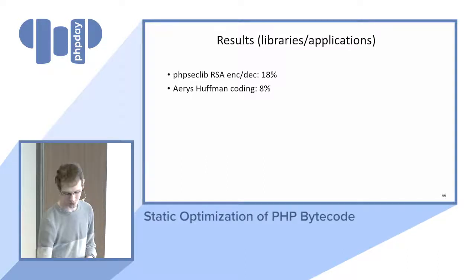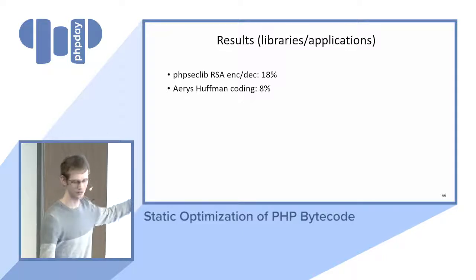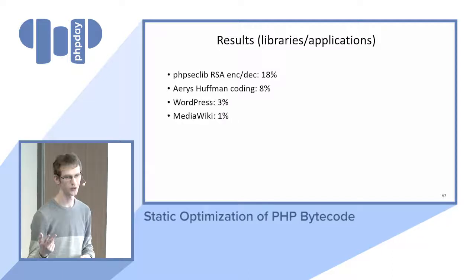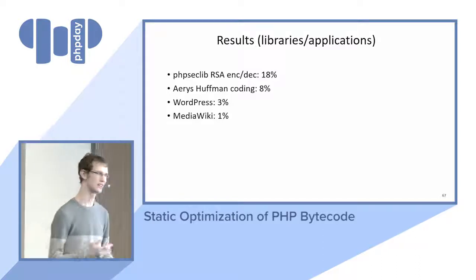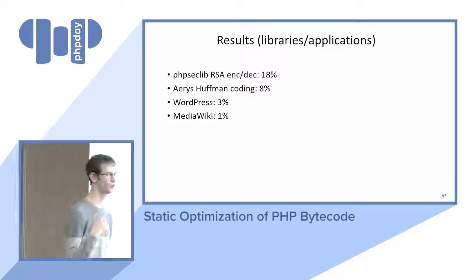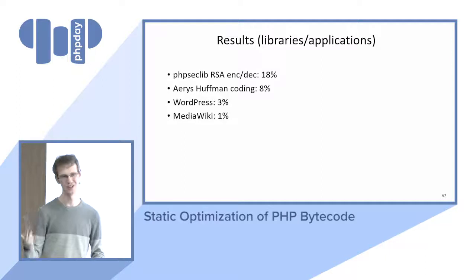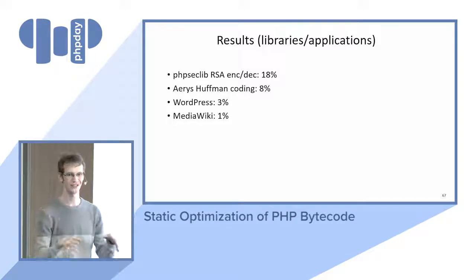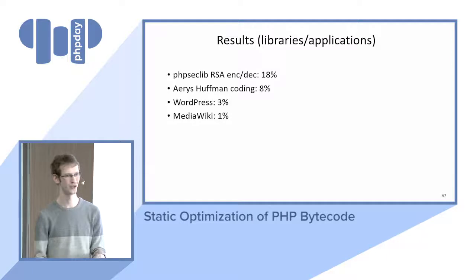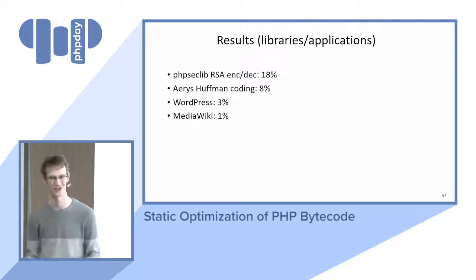But once we go to the more typical types of PHP code, so not this kind of computational stuff, if you look at something like WordPress or MediaWiki, then the improvement we're seeing is like 1%, 2%, maybe 3%. And if you compare that to the amount of effort that has to go into making this stuff work and work correctly, that's not really worthwhile.